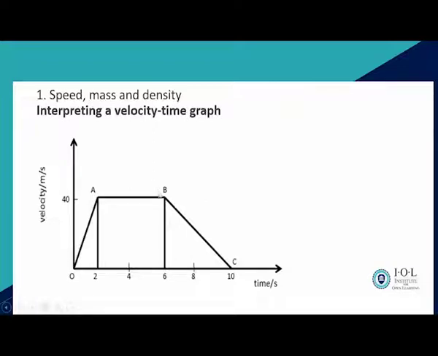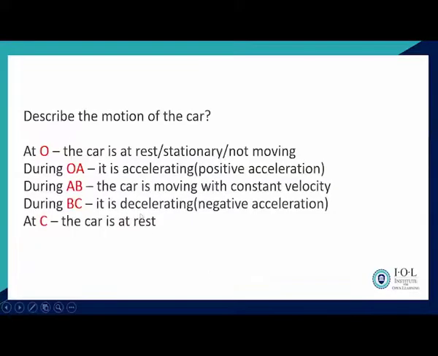Then we have section BC. Describe how the object is moving from B to C. Here the object is moving with a constant deceleration, a decrease in speed. You can see it's moving from 40 meters per second to 0 meters per second. It is decelerating, which is also known as negative acceleration.